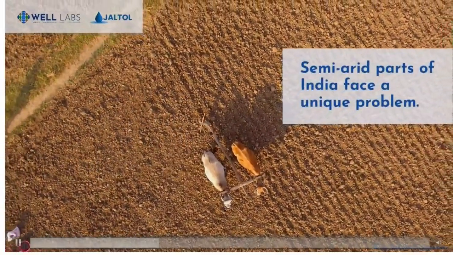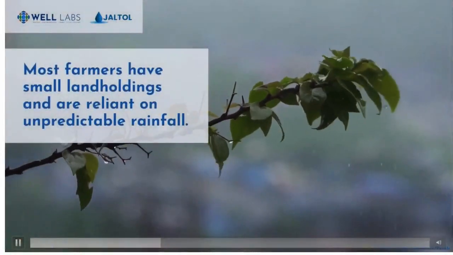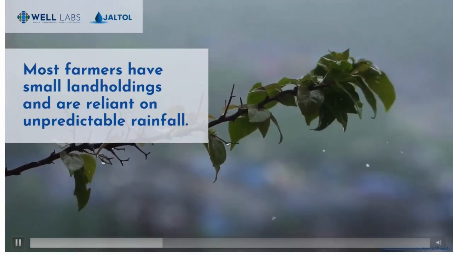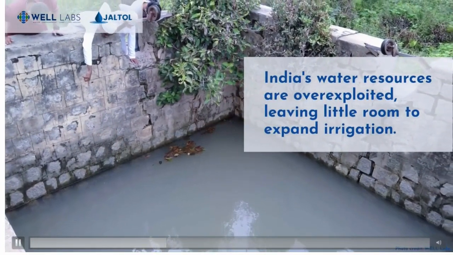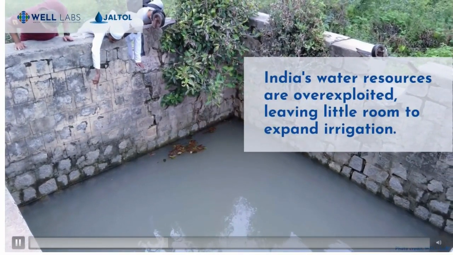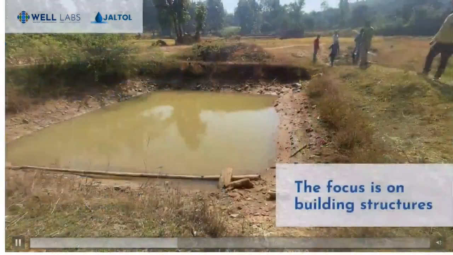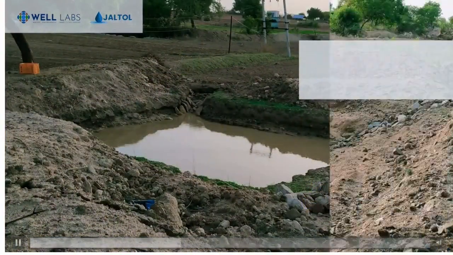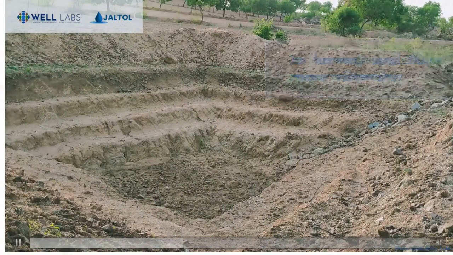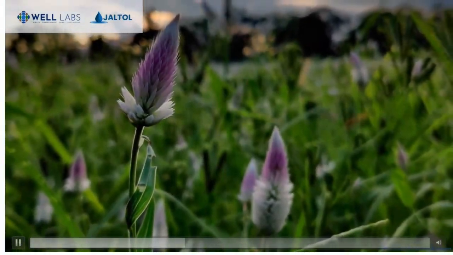India faces a unique problem. Most farmers have small landholdings and are reliant on increasingly unpredictable rainfall. However, the country's water resources are already overexploited, leaving little room to expand irrigation. For rain-fed smallholders, the challenge is gaining a share of these limited resources. For farmers with access to irrigation, it is sustaining livelihoods in the face of changing rainfall patterns. Currently, the focus is on building structures like check dams or farm ponds to harvest and store more rainwater, thereby enabling farmers to grow a dry season crop.